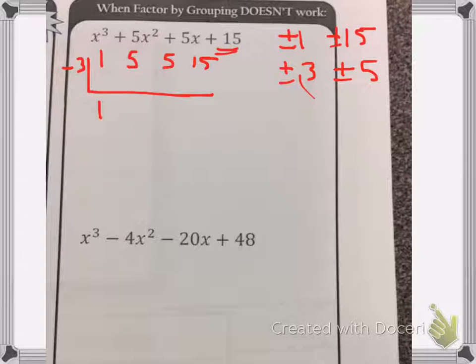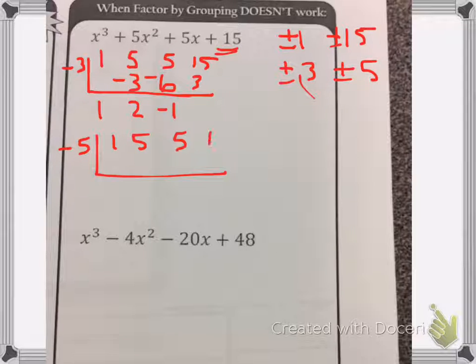So drop the 1 down, multiply, add, multiply, add, and multiply. So this was not right. Let me try a -5 and see if that will work. And maybe I'll be lucky on this one. If not, I'm going to pause it and see if I can find it.